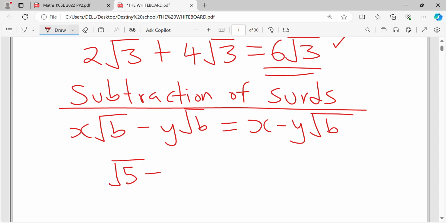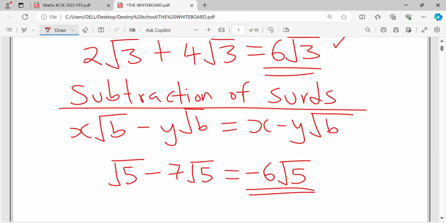For example, let's say we have root 5 minus something like 7 root 5. So what will this one be? When there is no number on the outside of the root, it means that there is an imaginary 1, a silent 1. So there is imaginary 1, and we have 1 minus 7. If you put it on your calculator, you get negative 6. Then you just retain what was inside the root. So that is how you add surds, and that is how you subtract surds.